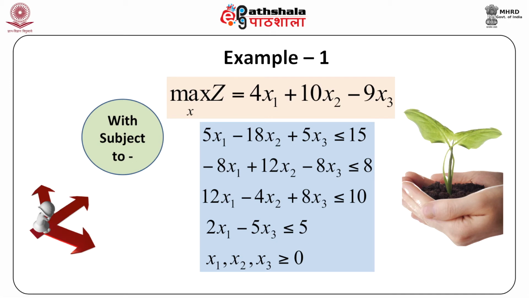Let us take examples to understand the procedure of formation of a dual. Example 1. Maximize z equal to 4x1 plus 10x2 minus 9x3 subject to 5x1 minus 18x2 plus 5x3 less than or equal to 15, minus 8x1 plus 12x2 minus 8x3 less than or equal to 8, 12x1 minus 4x2 plus 8x3 less than or equal to 10, 2x1 minus 5x3 less than or equal to 5, and x1, x2, x3 all greater than or equal to 0.